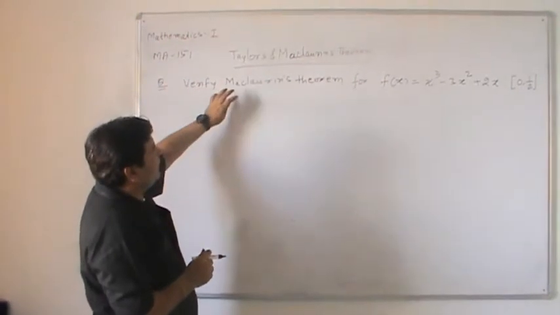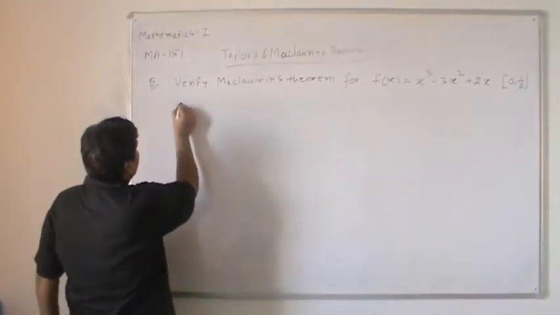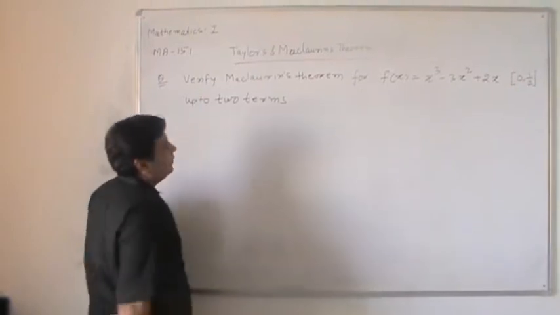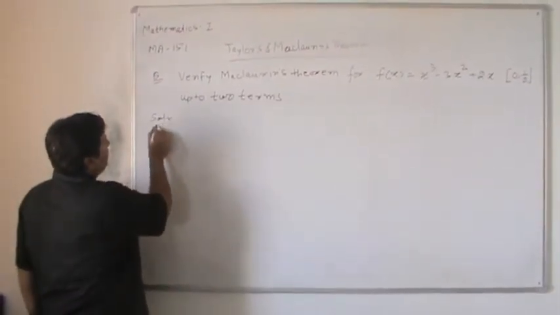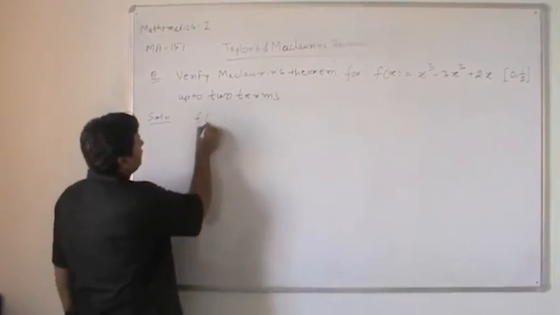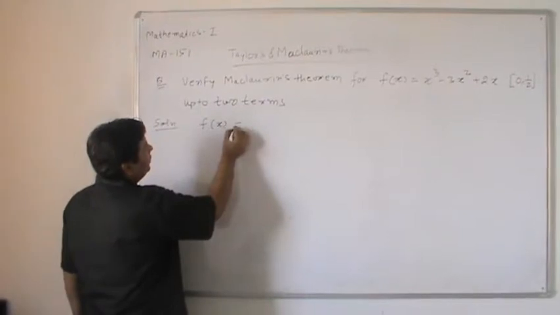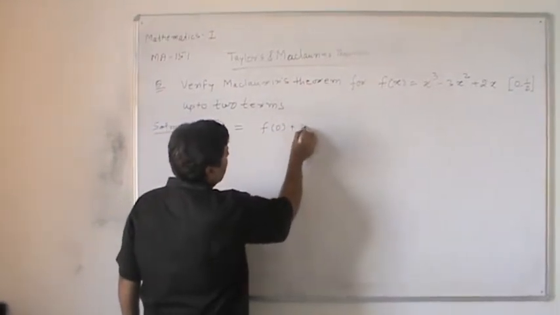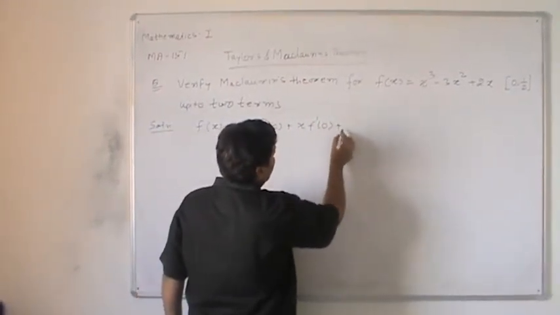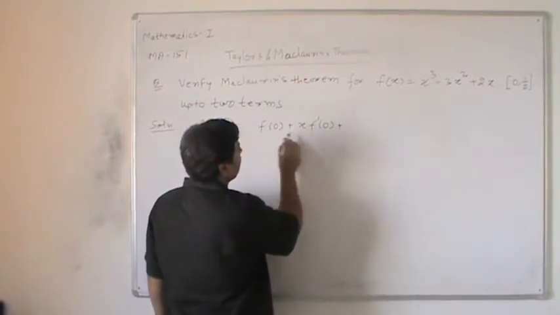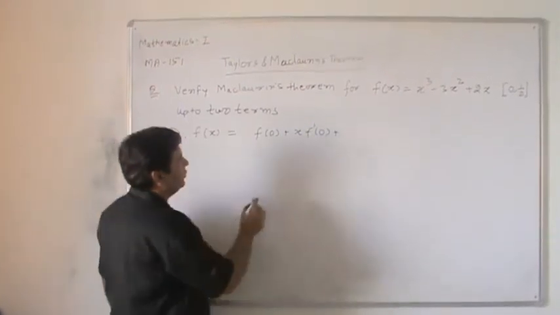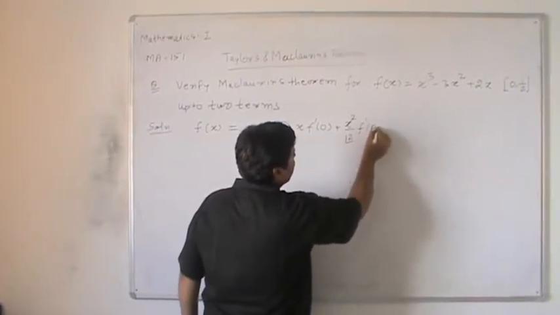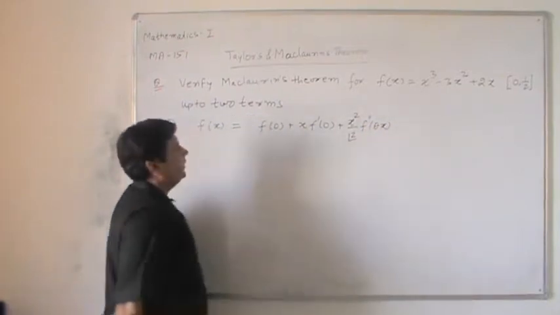To verify Maclaurin's theorem in this interval, up to two terms, we will first write the Maclaurin's theorem up to two terms with remainder. So according to Maclaurin's theorem, f(x) is equal to f(0) plus x f'(0) plus, and then we will write the remainder term, because we want to write Maclaurin's theorem up to two terms only. So the next term we will write in the form of remainder. So we will have x square upon 2 into f''(theta x) here.